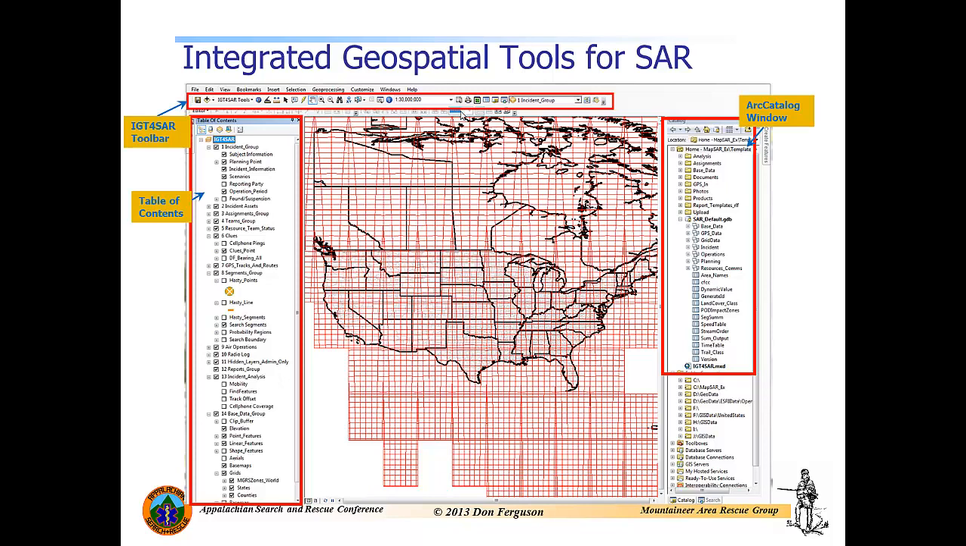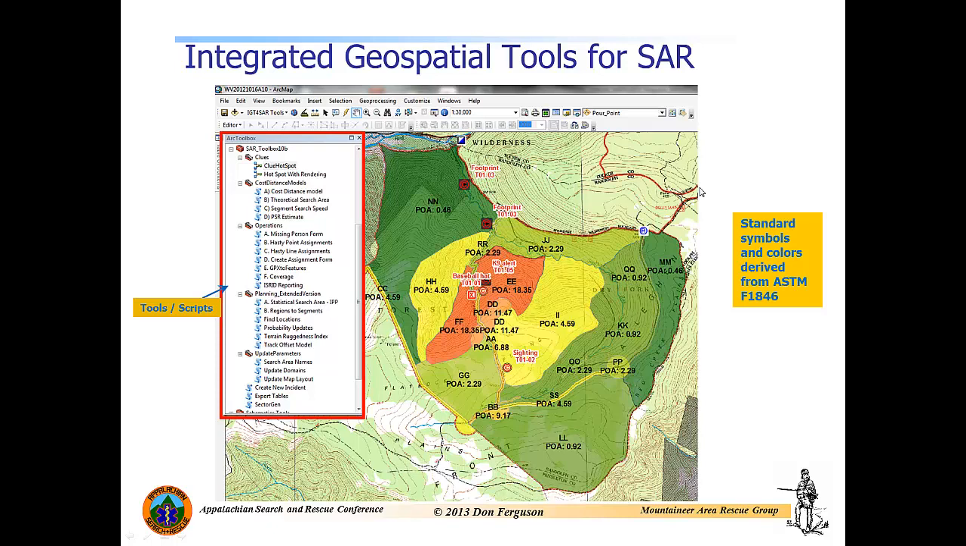And finally, at the heart of the IGT for SAR is the geodatabase and the accompanying file structure. IGT for SAR also incorporates a number of tools to assist with workflow automation and analytical functions. These tools are predominantly comprised of Python scripts that have been developed to take advantage of the vast capabilities of ESRI's ArcGIS. To assist with production, IGT for SAR includes a variety of meaningful color coding and standardized symbols.